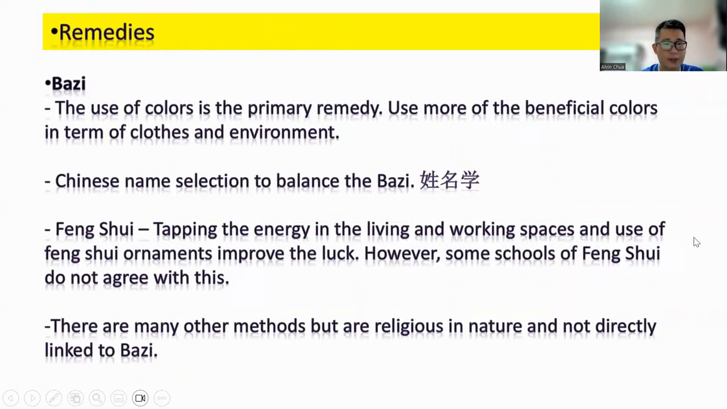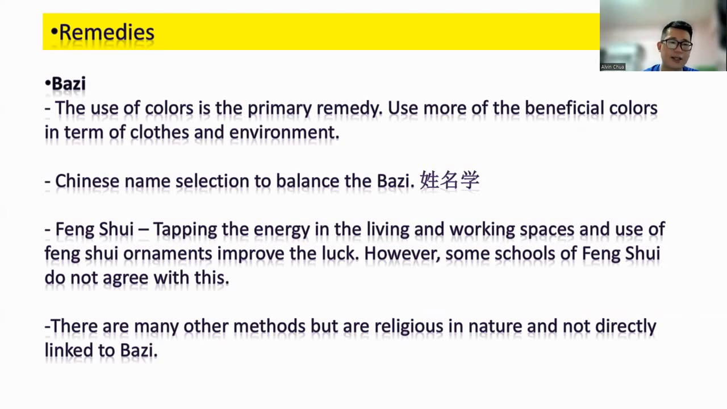The other difference will be remedies. In Bazi, typically we use color as a form of remedy. That means if certain elements are weak or lacking, we try to incorporate more of those beneficial colors in terms of your clothing and environment. These are based on your 喜用神, or favorable elements, in the Bazi.